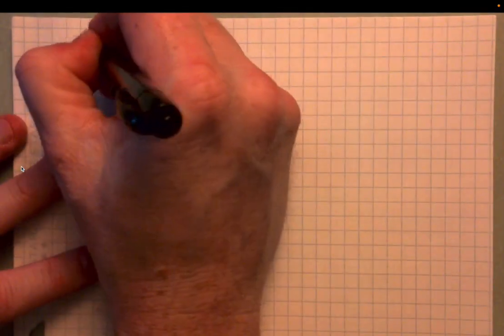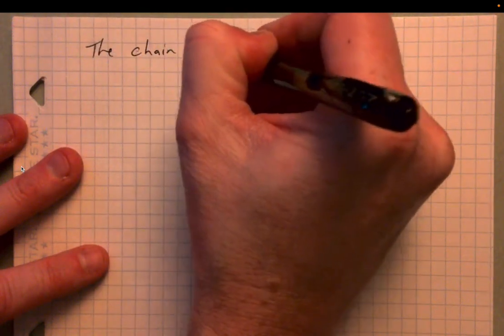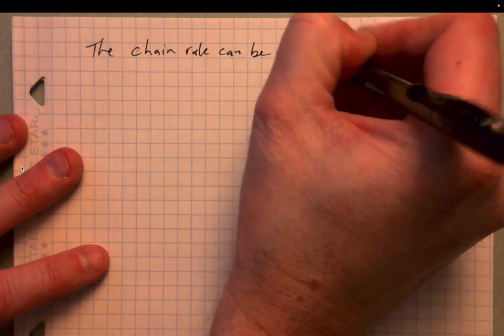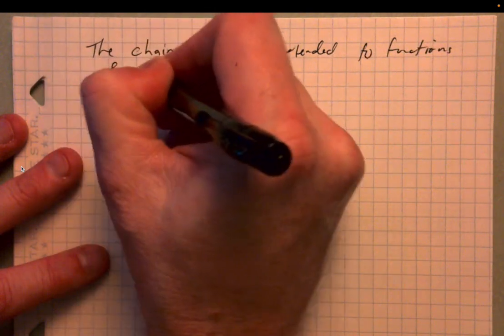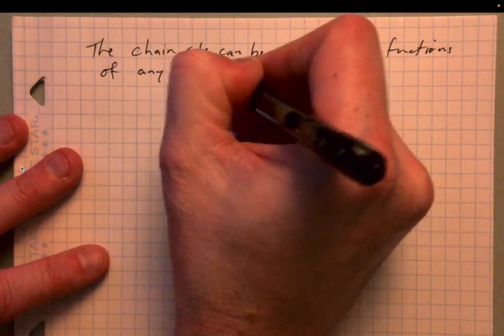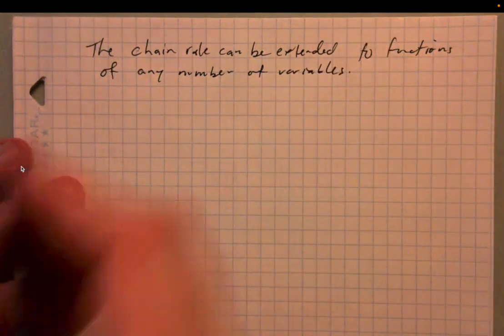Okay, so the theorem just describes the chain rule when you have a function of x and y, but this case can be extended to pretty much functions of any number of variables, right? So the chain rule can be extended to functions of any number of variables. Right, the formulation should be straightforward.